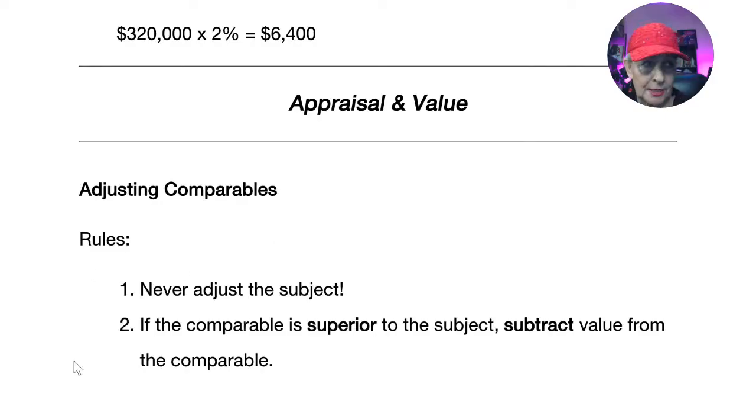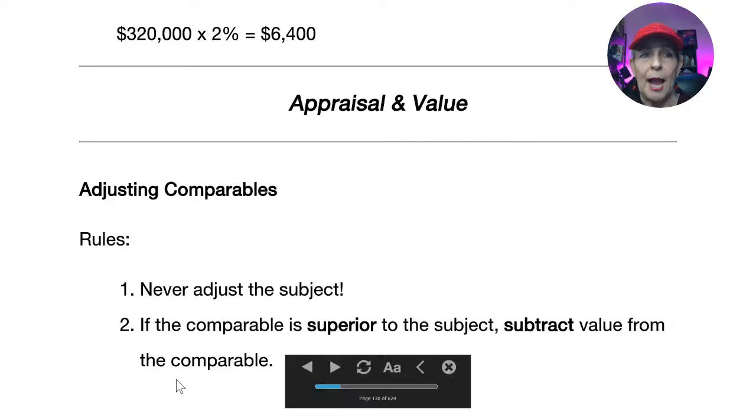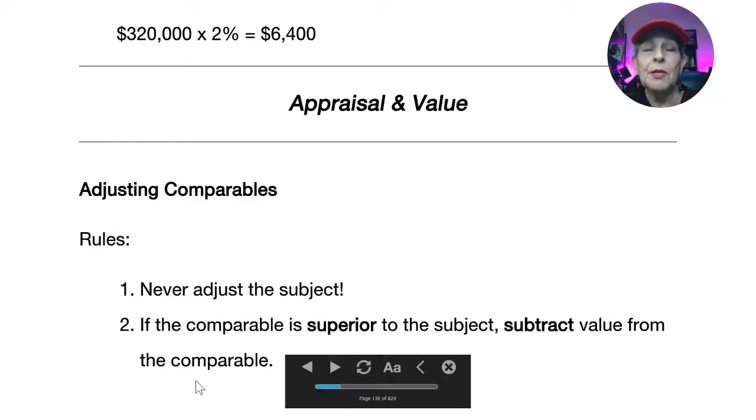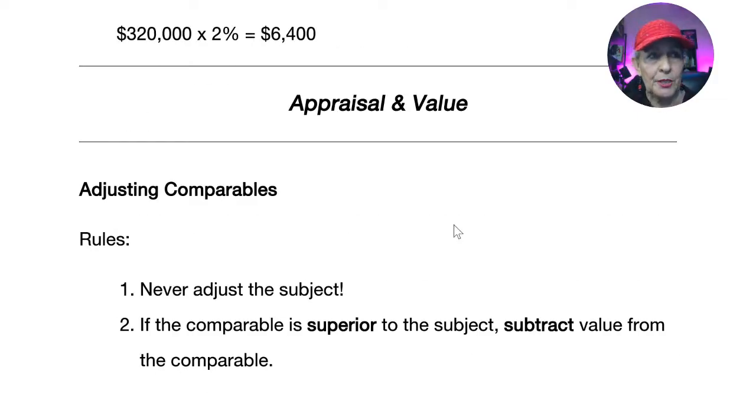So a second rule, one, never adjust the subject property. Two, if the comparable is superior to the subject, subtract value from the comparable. So if the comparable is a higher end home, has more square footage, has more land, then that extra from the comparable has to be deducted from that comparable in order to get close to the subject property, right? Subtract the value from the comparable, not the subject property.